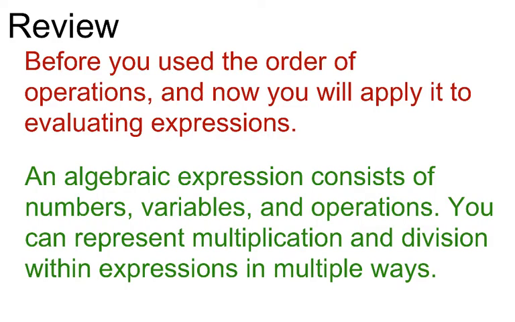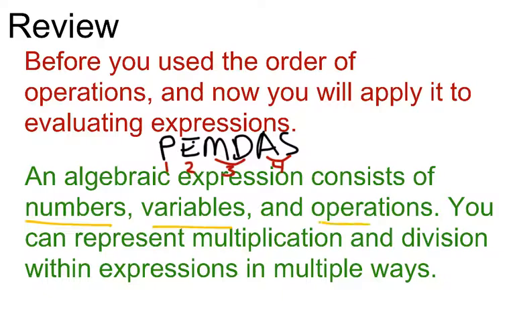So let's review. In previous tutorials, you've learned how to apply order of operations to evaluating expressions, and now of course we're going to take it a step further. We remember order of operations as PEMDAS, and it consists of 4 steps: parentheses, exponents, multiplication and division from left to right, and addition and subtraction from left to right. We also review that an algebraic expression consists of numbers, variables, and operations.